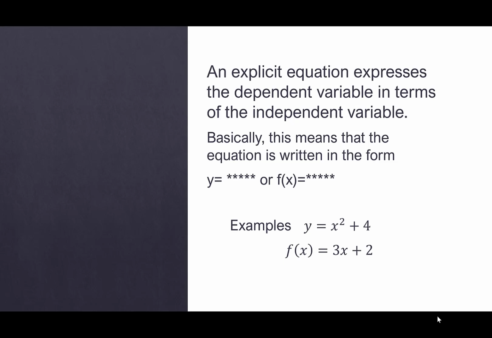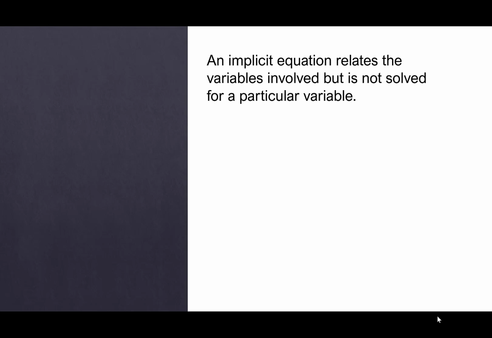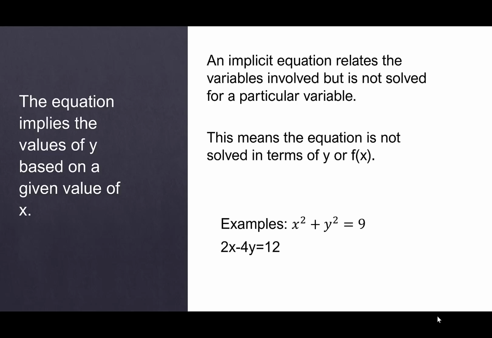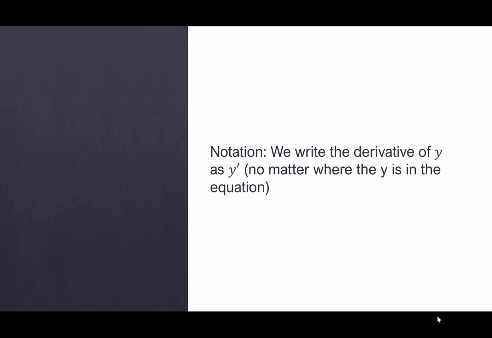Some examples you might be used to look like y equals x squared plus 4 or f of x equals 3x plus 2. But what we're seeing here is we're solved for y or we're solved for f of x. An implicit equation relates the variables involved but is not solved for a particular variable. This means the equation is not solved in terms of y or f of x. Examples could be x squared plus y squared is 9 or 2x minus 4y is 12. These particular equations imply the value of y based on any given value of x. So we could still plug in x and get out y, but we would have to do some work to get our final value.